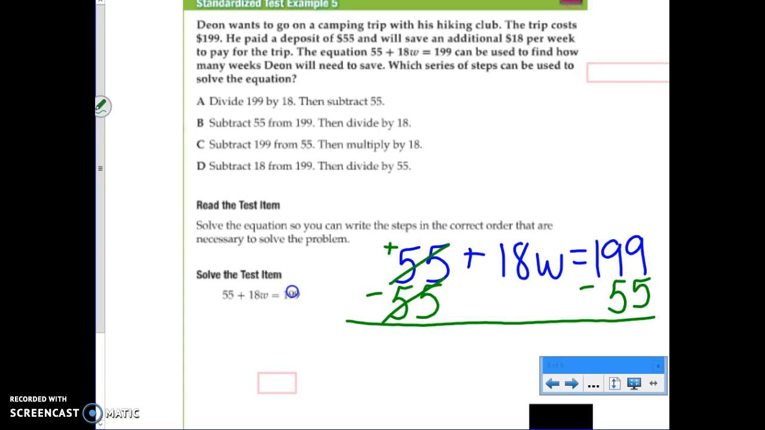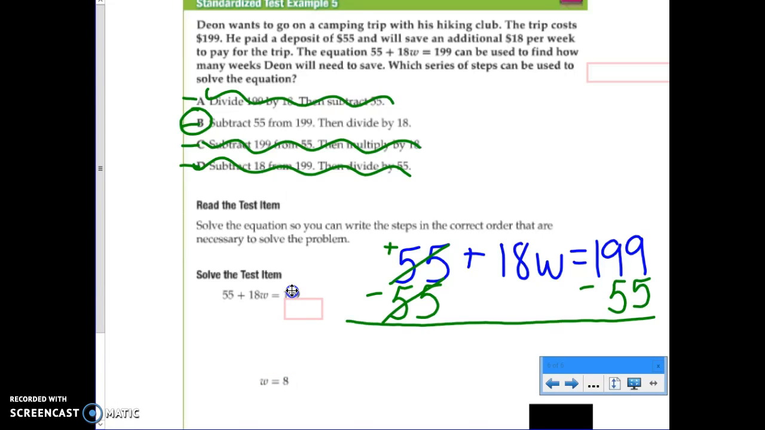So let's go back and take a look at our answer choices. Here in A it says divide by 99. B says subtract 55, and C says subtract 199 from 55, and D says subtract 18. Well, the first step that we did was subtract 55. So B right now can be your only answer choice. Everything else is nothing that we've even done in the correct order. So knowing that, B has to be your correct answer choice.